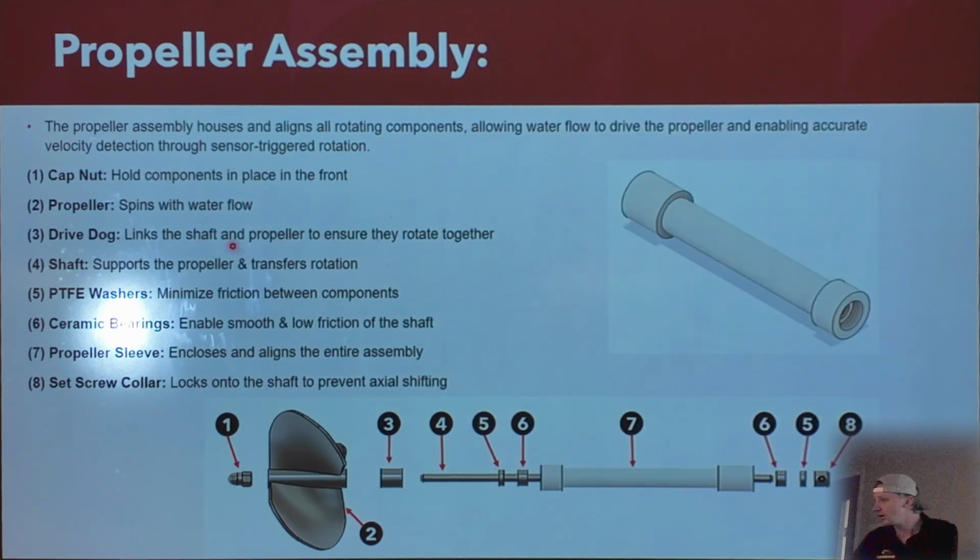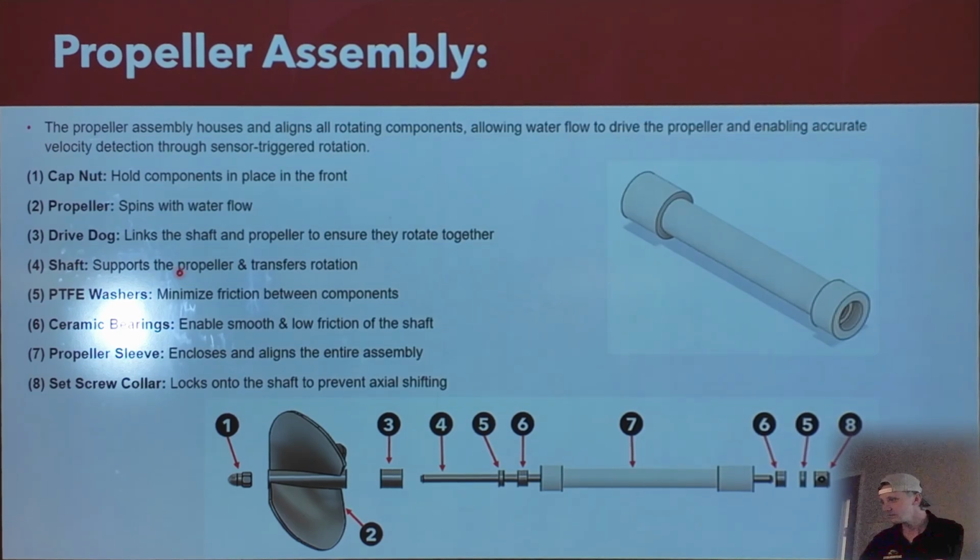So here's an overview of the components. You have a cap nut, which secures to the end of the shaft, the propeller, the drive dog, which links the propeller and the drive dog to the shaft, almost like a set screw, to ensure that it rotates about the shaft. The shaft, which everything's aligned on.